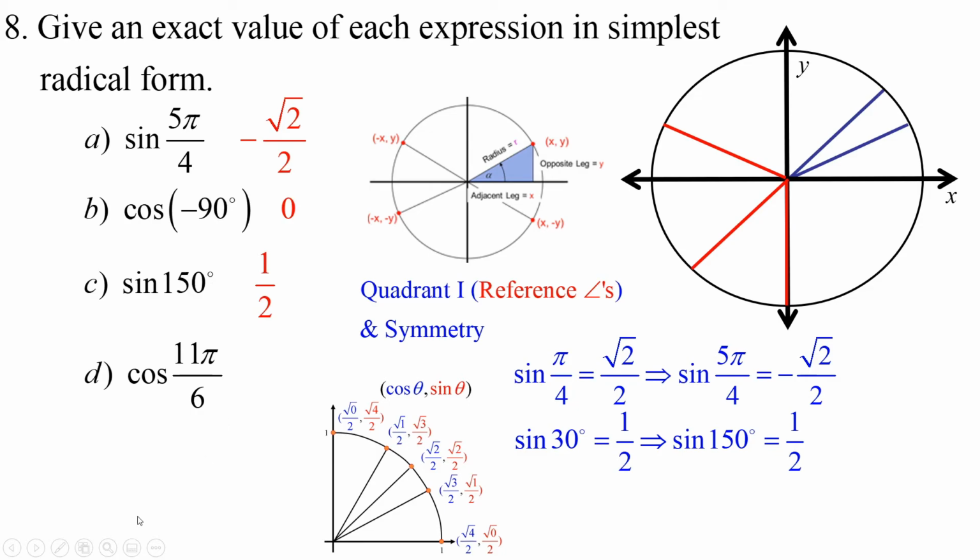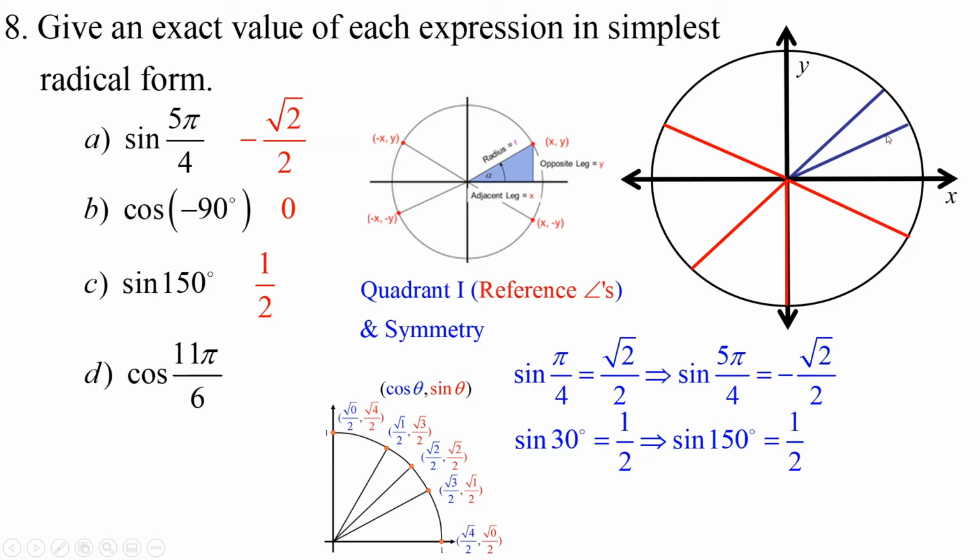Okay, last one. Cosine of 11 pi over 6. That's a lot of pi over 6's. Isn't one complete revolution 12 pi over 6? So we're going to be pi over 6 radians short of one complete revolution. So that's going to be like right here. There you go. And of course the reference angle to this is what we used for 30 degrees a little bit ago, but now think of that as pi over 6.